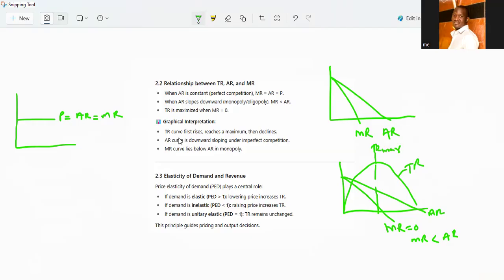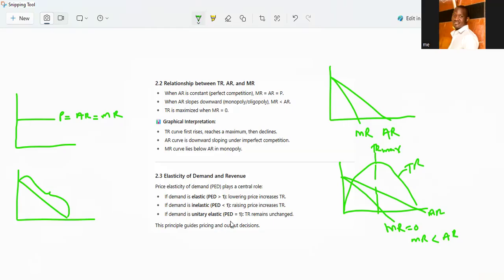So graphical representation, the total revenue will first rise, then it'll reach the maximum, then it will decline. The average revenue is downsloping in an imperfect competition, whereas the marginal revenue is also below the average revenue in a monopoly. So in terms of elasticity that we were looking at yesterday, okay? So downsloping, we have 3 key points here, okay?